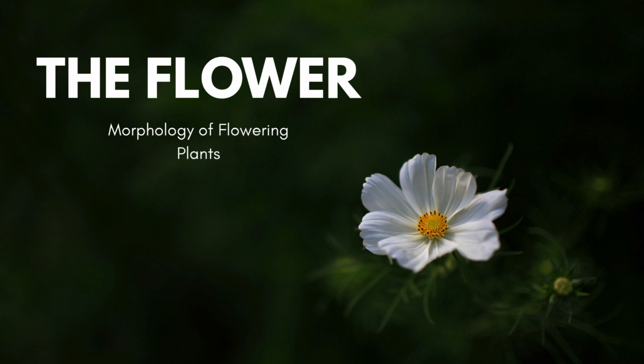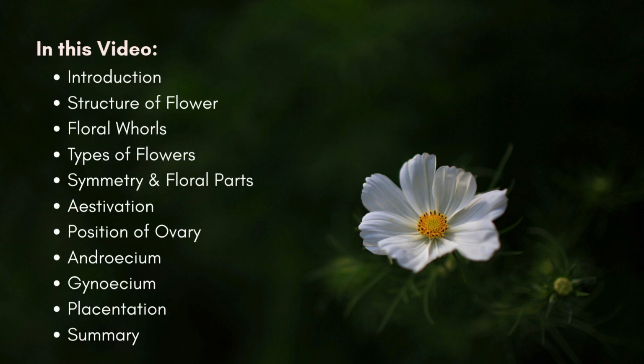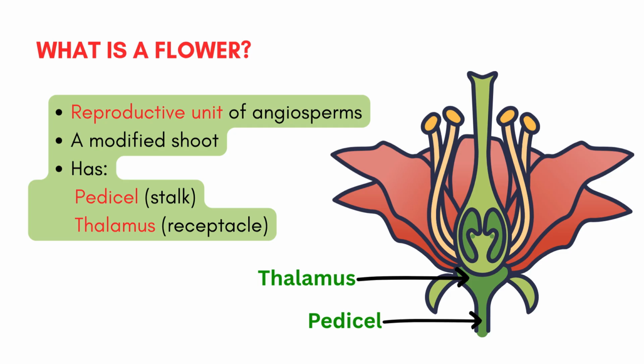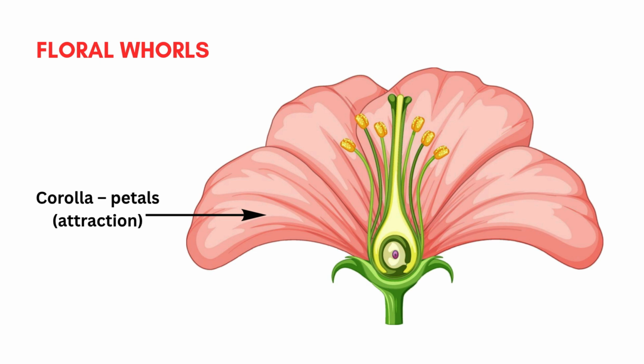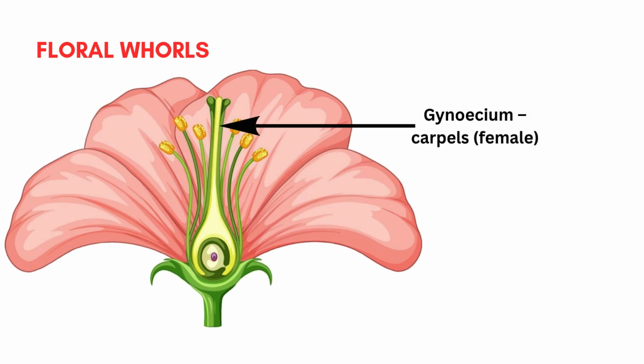Hello everyone, in this lecture we will study the flower, an important topic from morphology of flowering plants. The flower is the reproductive unit of angiosperms and is a modified shoot. It consists of a pedicel and a thalamus or receptacle. A typical flower consists of four whorls: calyx, corolla, androecium and gynoecium.